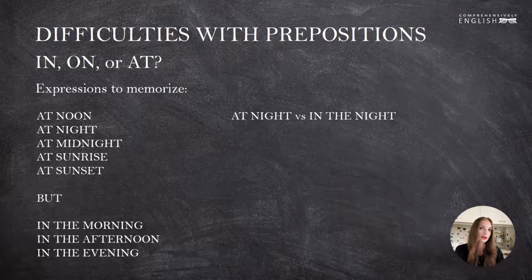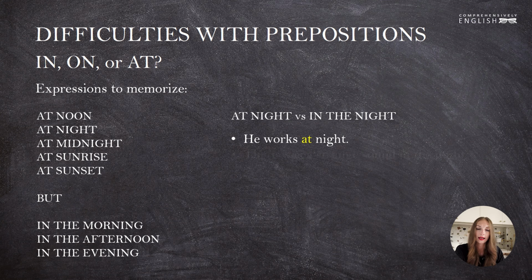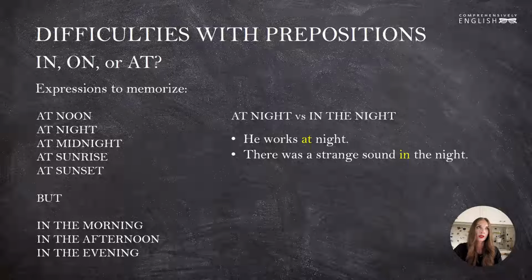What is the difference? Let me illustrate that with examples. He works at night, and there was a strange sound in the night. When we say at night, we mean nighttime in general. When we say in the night, like in the second example, we speak of a particular night. So in the night means that night. And oftentimes, not only do we speak about the night time, but we also speak about what night brings, darkness.